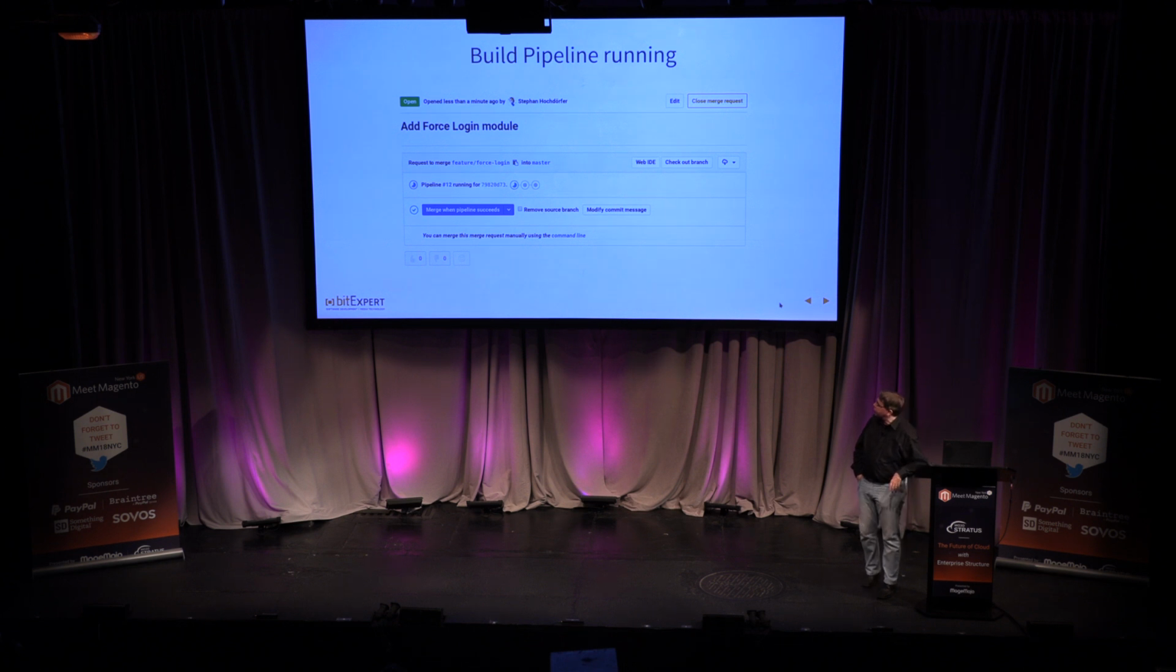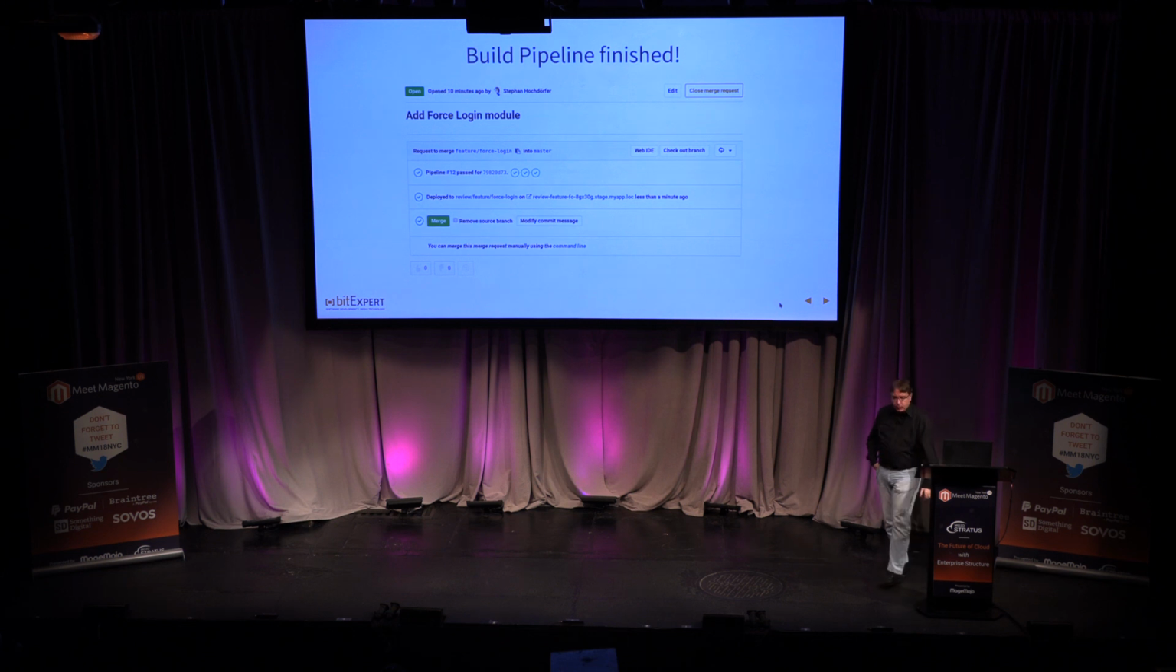And then the build just runs, like the test phase runs, the build stage runs, and then the deploy review job is running as well. And in the end, GitLab will even tell you where to deploy that stuff, right? It says deployed review feature force login on, and then review whatever less than a minute ago.